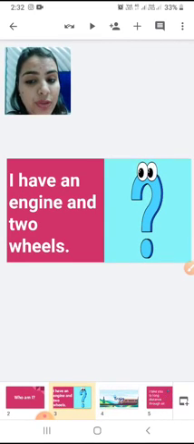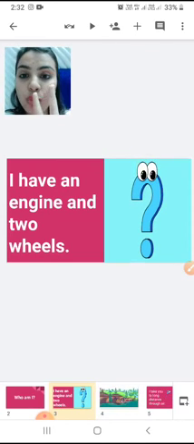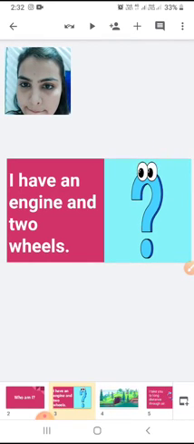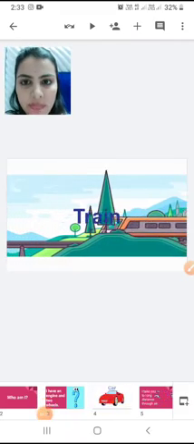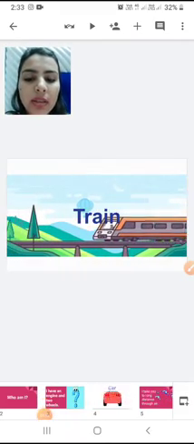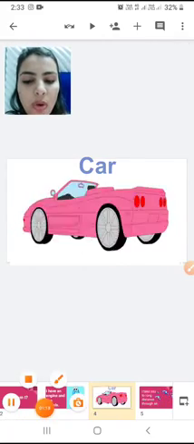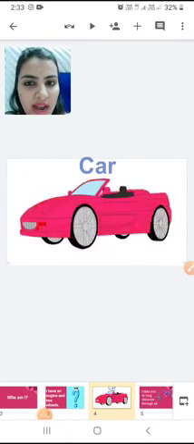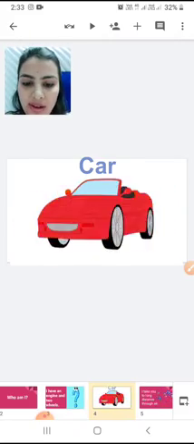I have an engine and two wheels. Who has an engine and two wheels? Yes, cars have an engine and wheels. So the answer is car.